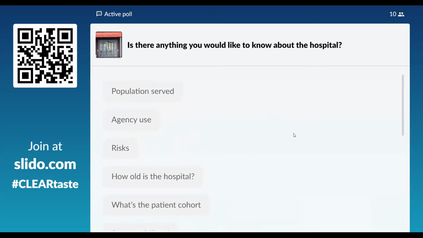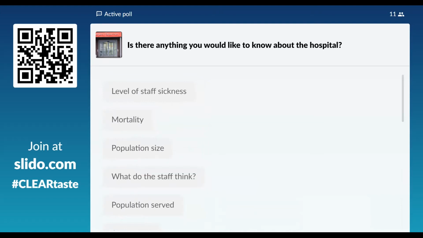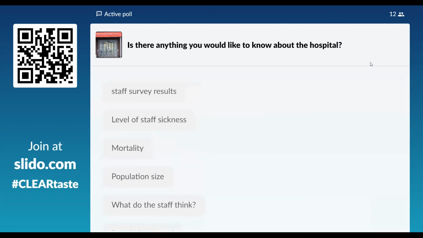So there's an awful lot of information that you can gather even before going to the hospital. And that is where we really start with some of these projects. We start by reviewing a lot of the information that's publicly available. There's CQC reports out there. There's information that the hospital can share with us before we even start. Population size, mortality, levels of sickness, absolutely. That's great. Thank you, Charlotte.